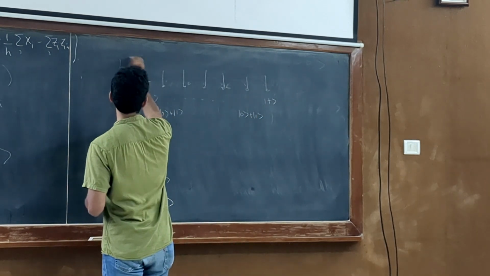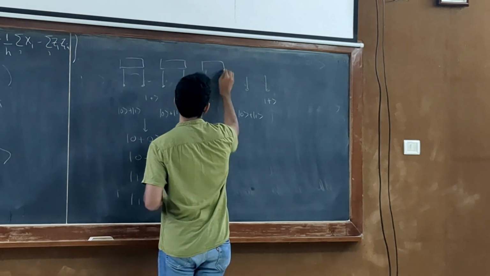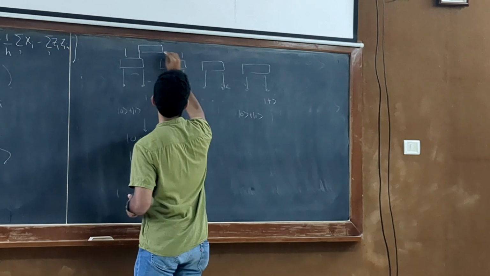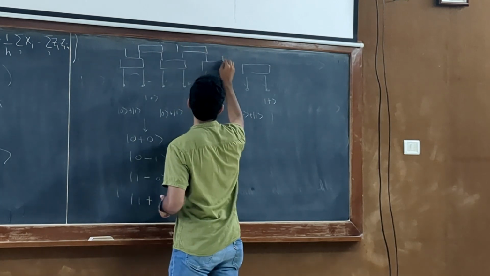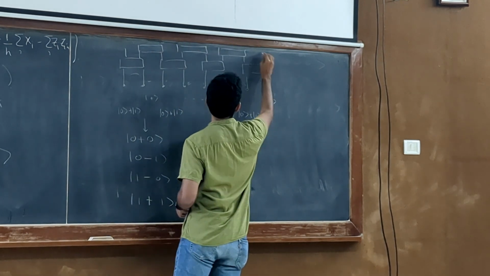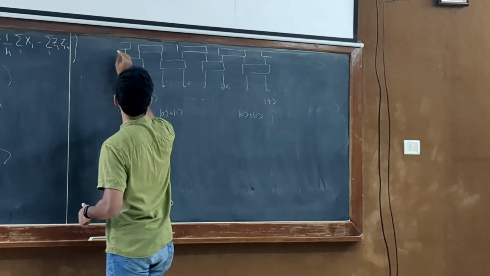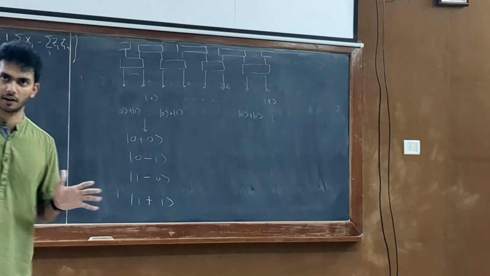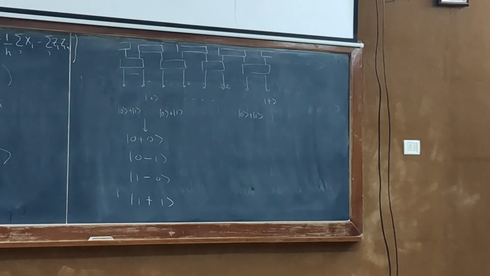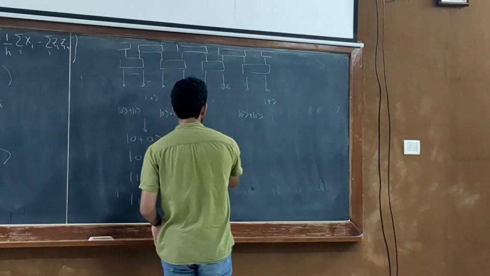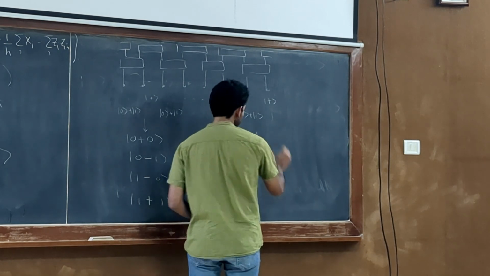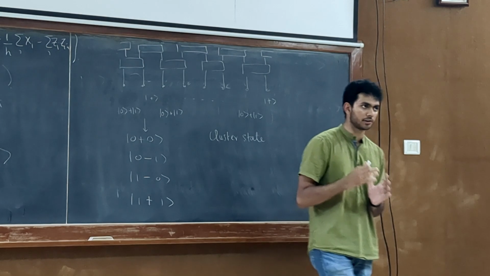And I choose to do it in this fashion. So it just takes 2 rounds of unitary operators and done. All this is to tell you that the cluster state can be prepared efficiently simply using unitary operators.